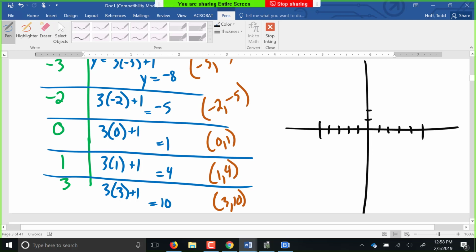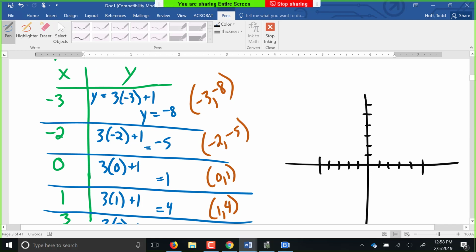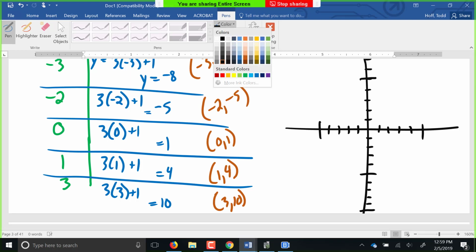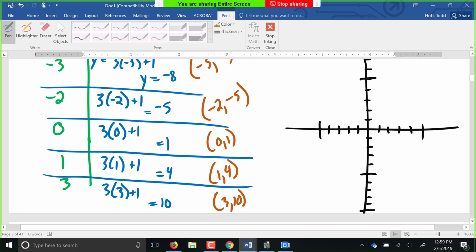Now that table only displays a few of the points. I'm only able to list out 5, 6 values or so. So I'm drawing out a graph here so that I can take those values from the table and put them on the graph and see if they form a pattern. And in this case, they do.